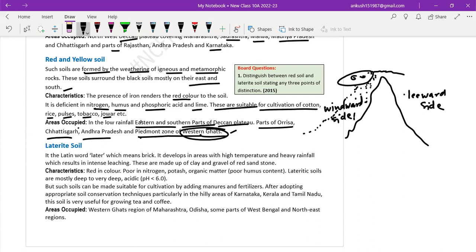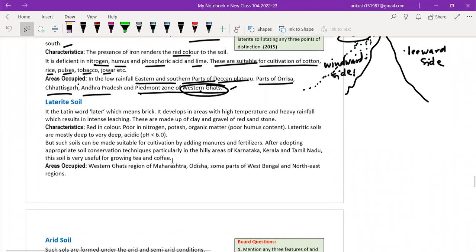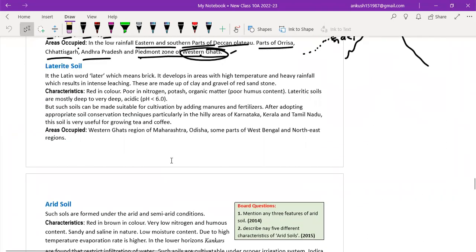Western Ghat is covered with which mountain ranges? Yes, students, which mountain range is there in Western Ghat? Sahyadri Mountains. Okay. Can you repeat? Sahyadri hills are there in Western Ghats.